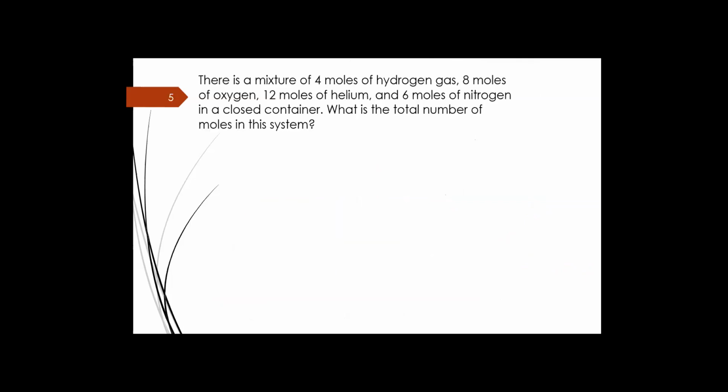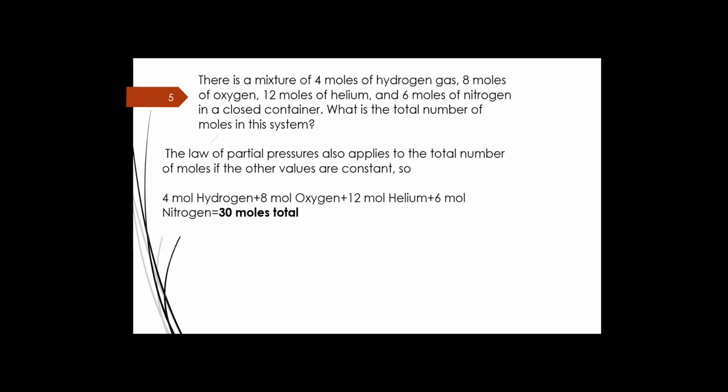We have a mixture of 4 moles of hydrogen gas, 8 moles of oxygen, 12 moles of helium, and 6 moles of nitrogen in a closed container. What is the total number of moles in this system? So we need to start by applying that partial pressure law. And so we can add the moles up, and our system would have 30 moles of gas inside there total.